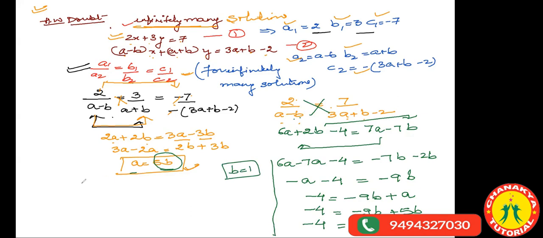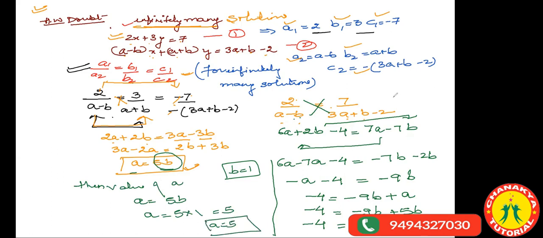And then the value of A will be A is equal to 5B, meaning A is equal to 5 into 1. It will be 5. So the value of A is 5. This is your answer. Yes, class, have all understood?